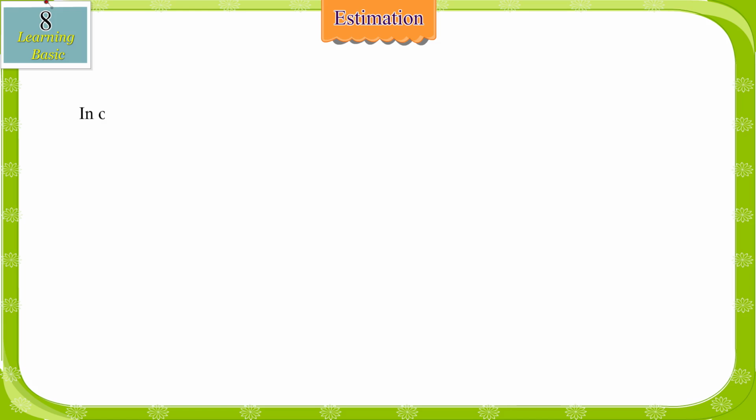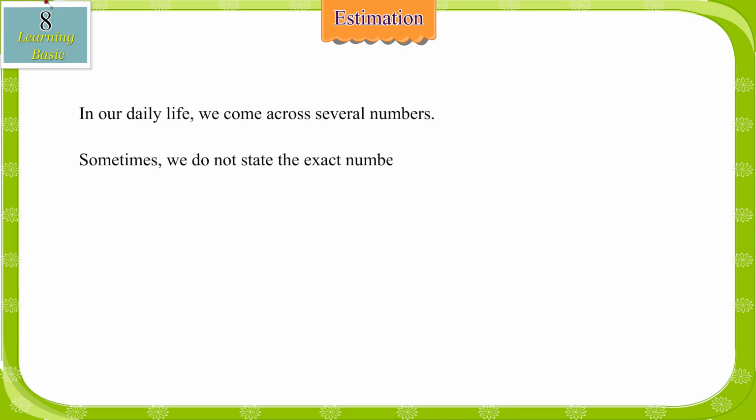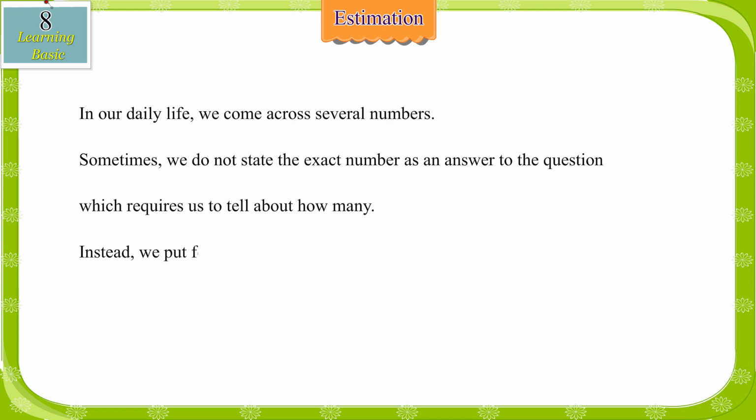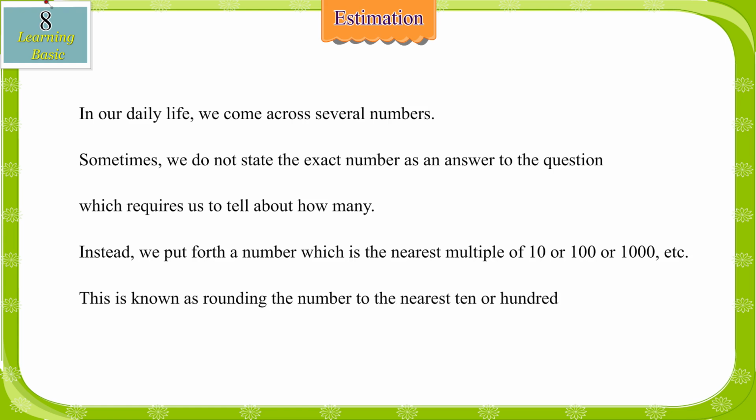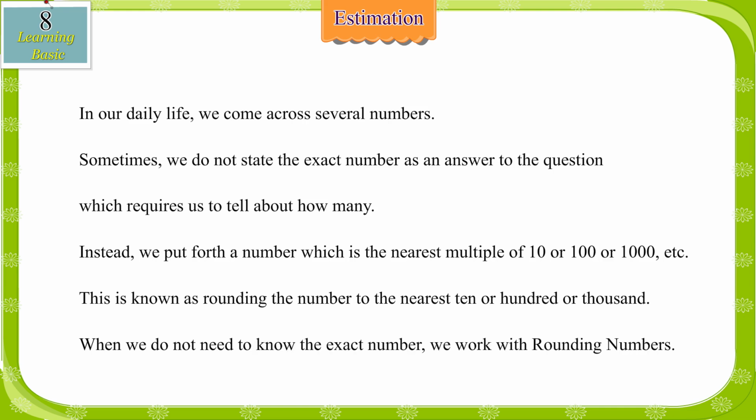Estimation. In our daily life, we come across several numbers. Sometimes we do not state the exact number as an answer to the question which requires us to tell about how many. Instead, we put forth a number which is the nearest multiple of 10 or 100 or 1000, etc. This is known as rounding the number to the nearest 10 or 100 or 1000. When we do not need to know the exact number, we work with rounding numbers.